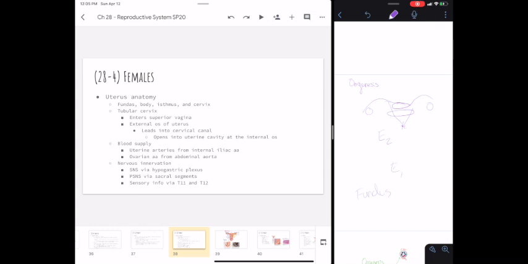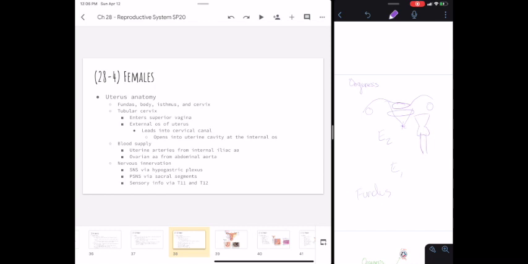The cervix itself is tubular, like a pear-shaped tube. If you carved out a pear, that would be almost a tube. And it enters the superior portion of the vagina. If we were to draw the vagina like this and the uterus up like this, the cervix is going to wrap around like this, almost like a wine stopper, but, oh gosh, what are those called?